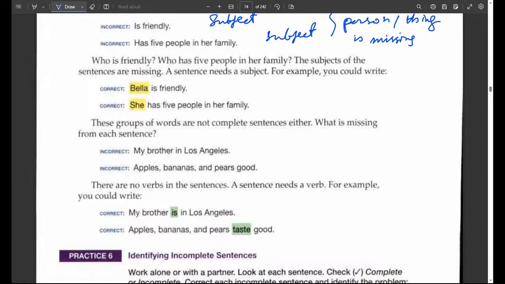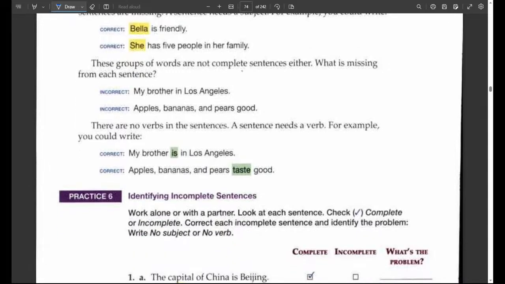A sentence needs a subject. For example, you could write Bella is friendly. She has 5 people in her family. These groups of words are not complete either. What is missing from these sentences? My brother in Los Angeles. Apples, bananas, and pears good. So what is missing here?